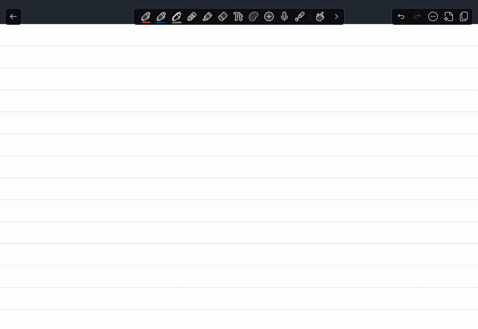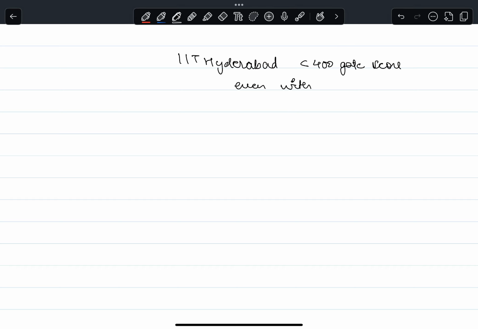I'm sharing all the knowledge that I have regarding GATE preparation to GATE counseling, and I will share how I got IIT Hyderabad with less than 400 GATE score, even with the branch of CSPL, and I also got IIT Mandi MTech VLSI with this GATE score.